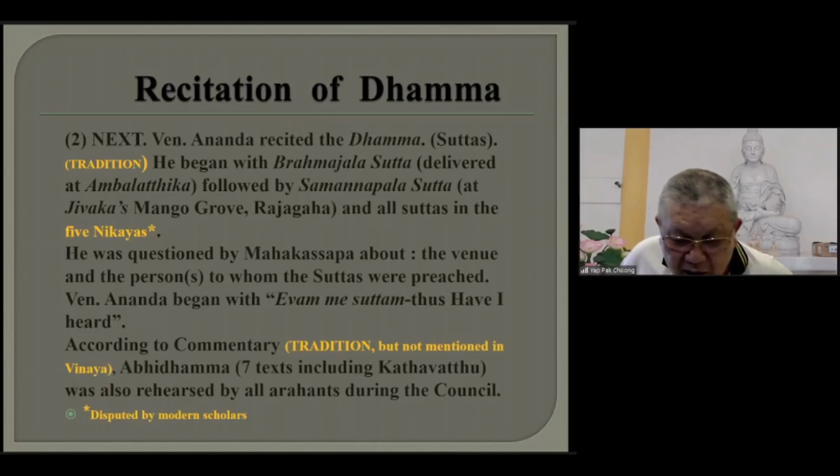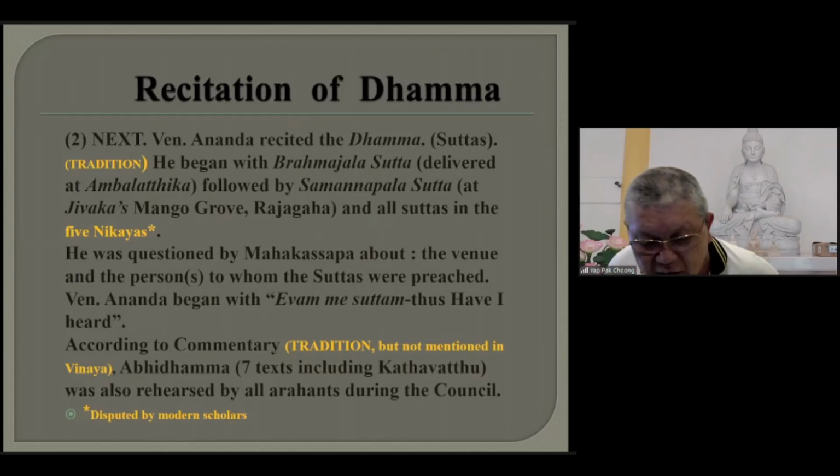But then you have to remember, according to Pali Vinaya, only Sutta and Vinaya were decided, Sutta by Ananda, Vinaya by Upali. That's all. No mention of the Abhidhamma being recited. But according to the commentary, the later text always adds something new, the commentary says all the Tipitaka had been decided during the first council.